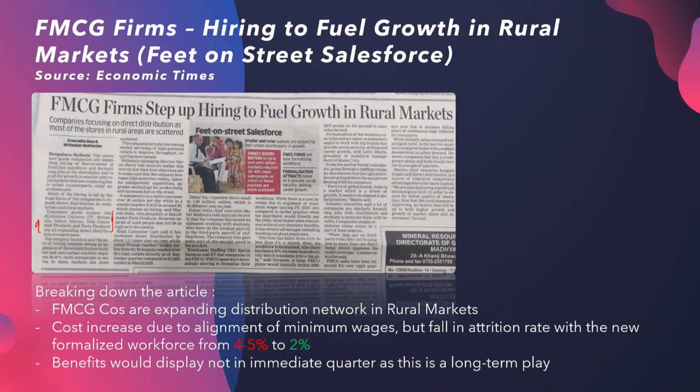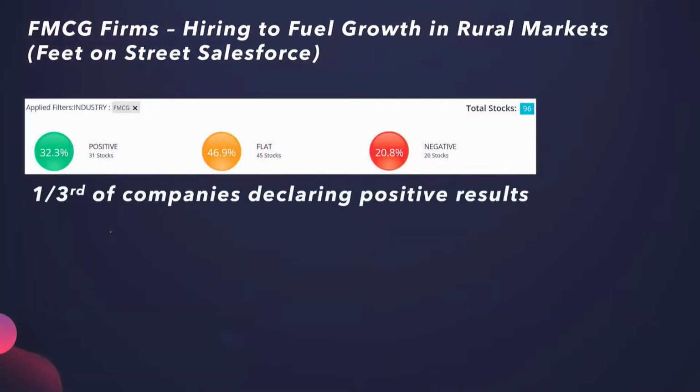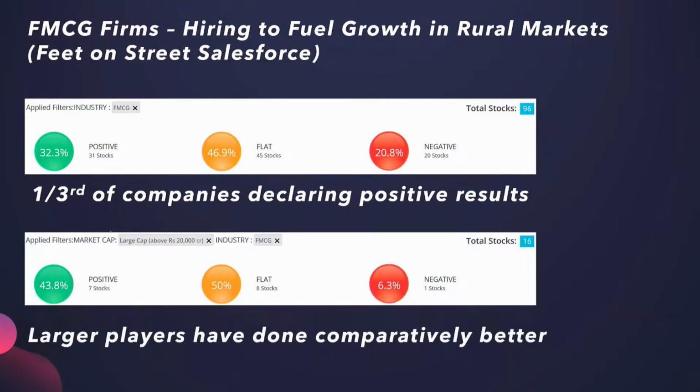Now, if you look at the FMCG companies over here, what I've done is I've actually looked at the last quarter performance where it says one third of companies declaring positive results. Since the article is talking about large cap companies, it makes more sense to actually go and look at the large cap segment performance. Here, if you see, one third of companies are doing well in the FMCG space, but the larger players have done comparatively better over here. There's a slight increase from 32% to 43 or 44% over here.